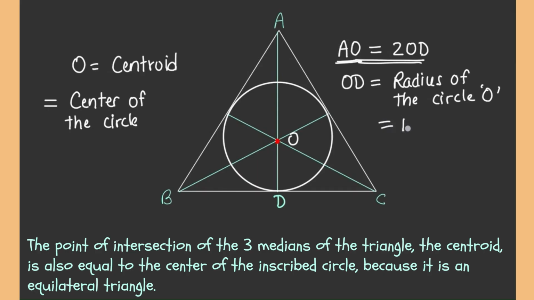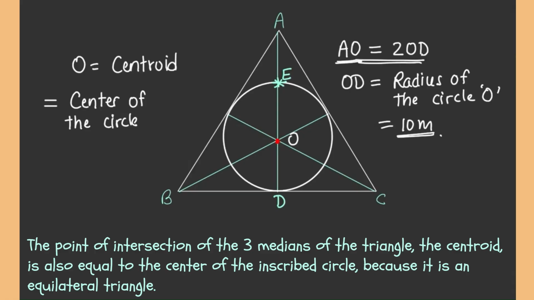Which is given to be 10 meters. All right. Let's do one thing. Let's call the point on the circle where the median going from the vertex A to the opposite side BC intersects the circle as E. So this median, going from the vertex A to the midpoint of the opposite side, intersects the circle O at 2 points. One point is E and the other point is D.